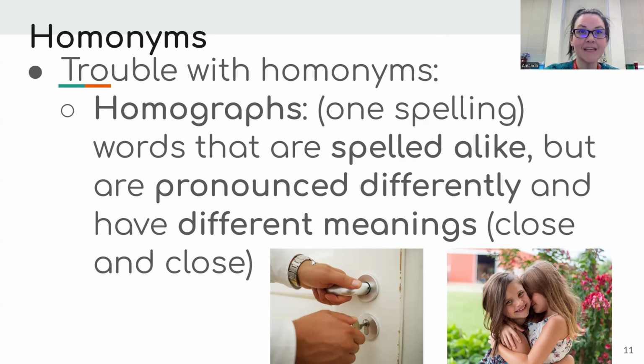So this man is closing the door. Close. To lock the door, you close the door is a Z sound. And the two girls are hugging, so they are close. A very soft S sound. Close. Notice those are the same spelling, okay?